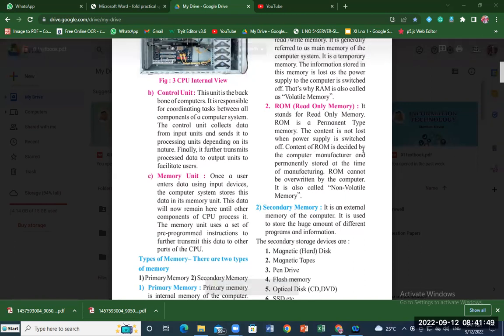The content of ROM is decided by the computer manufacturer and permanently stored at the time of manufacturing. Very important point, right? A computer manufacturer doesn't want any user to come and make certain changes. Now, what are these instructions? What this read-only memory has is your BIOS system, the instructions dealing with all the devices which are connected.